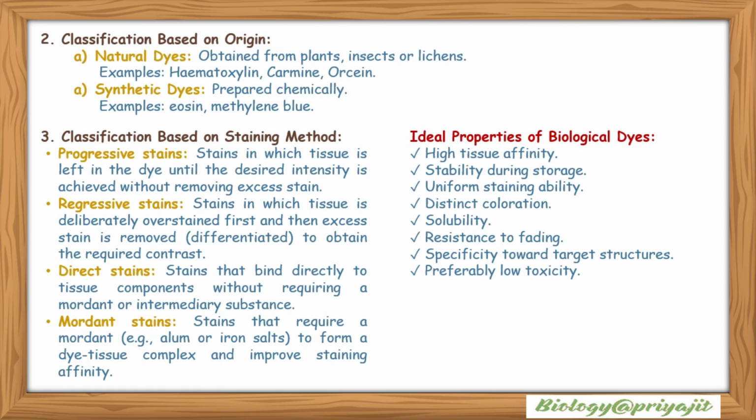Ideal properties of biological dyes: it has high tissue affinity, it is stable during storage, it shows uniform staining ability, it has distinct coloration, it has solubility, it is resistant to fading, it has specificity toward target structures, and it has low toxicity.